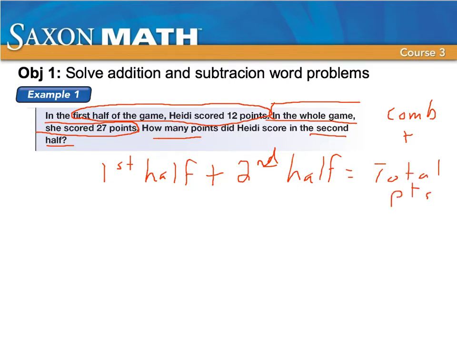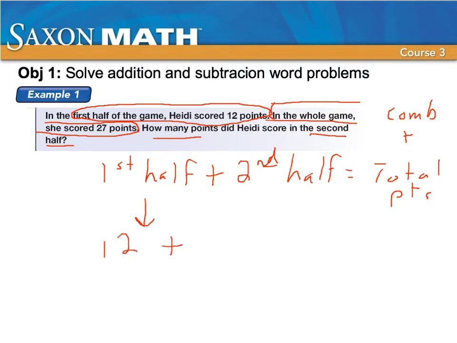Okay? So her first half points plus her second half points should equal her total points. Okay? Well, now that we got our verbal model written down, we need to plug in the information we know to the correct spots. So that first thing I circled, in the first half she scored 12 points. So I'm going to replace the first half with 12.